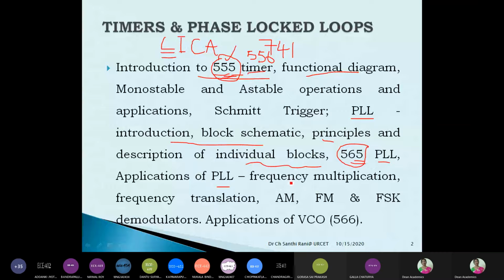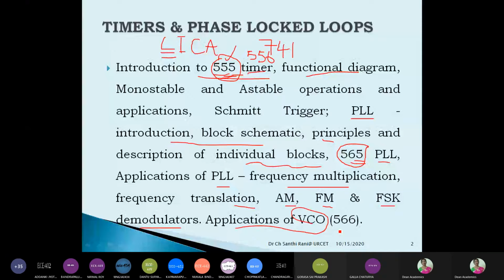It is used for frequency multiplication and frequency translation, and for amplitude modulation, frequency modulation, and FSK demodulators. Okay, AM, FM, and FSK demodulators. Then after that, applications of voltage controlled oscillator.